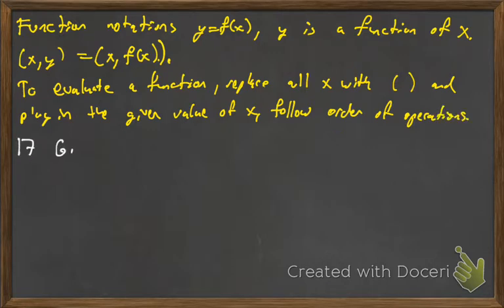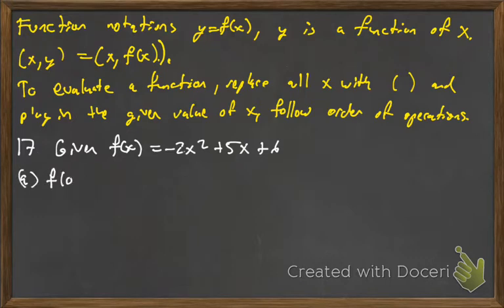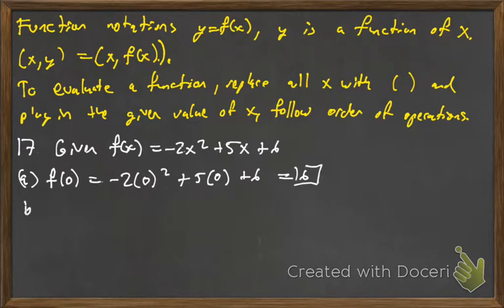All right, so we're given f of x is equal to negative 2x squared plus 5x plus 6. And first thing we're going to do is we're going to find f of 0. So it's going to be negative 2 times 0 squared plus 5 times 0 plus 6. So stick in those zeros. So when we multiply by 0, those cancel out. So all we're left with is 6, which kind of looks like 16. So let's make sure the box goes all the way around.